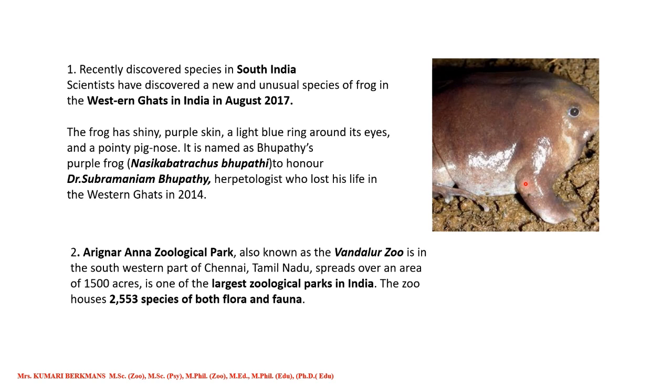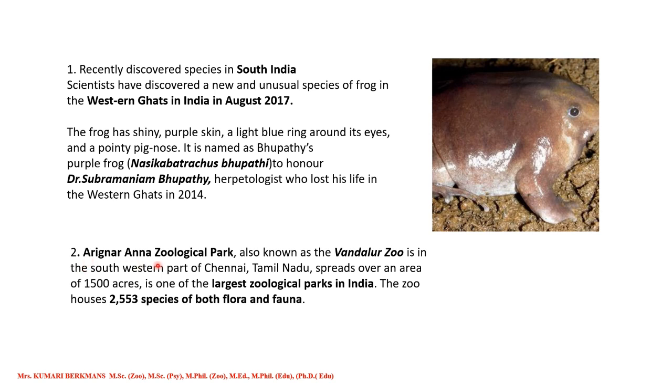In this picture is the frog. A new variety, it was found in 2017 in South India. It has a shiny purple skin, a light blue ring around its eyes, and a pointy piggy nose. The nose is like a pig's, right? And it is named Bhupathi's purple frog. Its zoological name is Nasikabatrachus bhupathi. Why is Bhupathi added? To honor Dr. Subramaniam Bhupathi, a herpetologist who lost his life in the Western Ghats in 2014. Keep this in mind, it is a very important point in TNPSC.